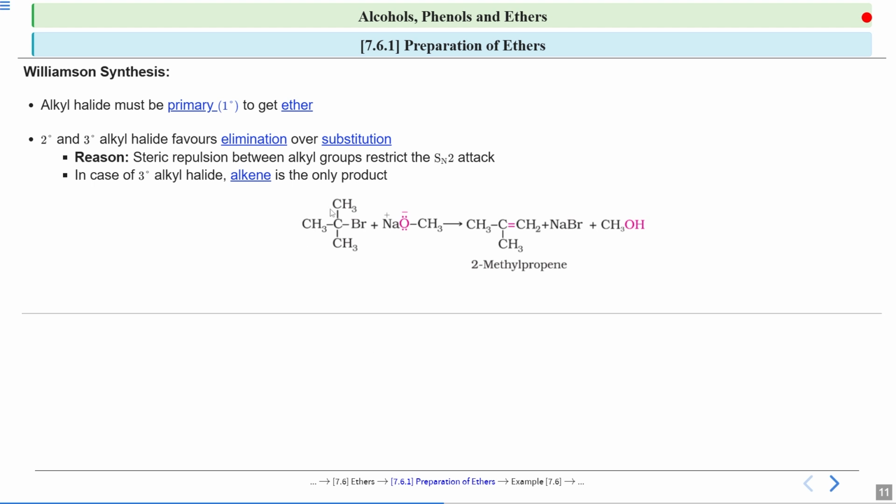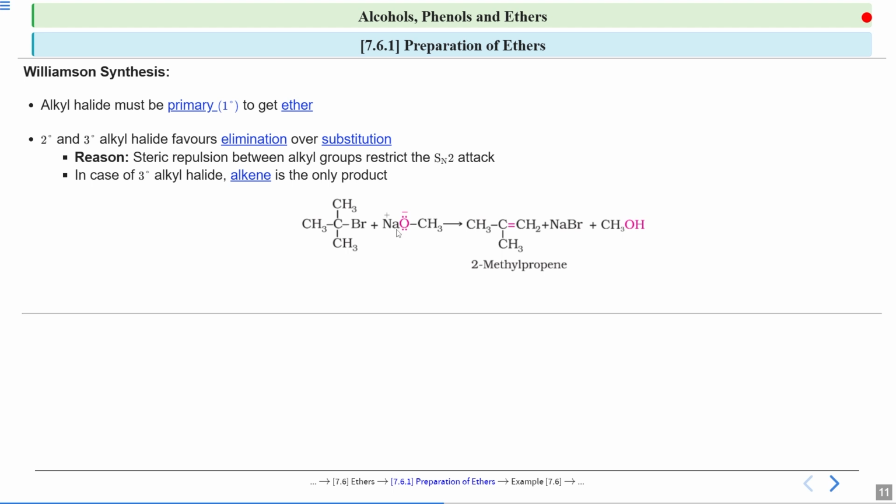In this reaction, your alkyl halide is a 3-degree alkyl halide. This carbon is further connected to 3 carbon atoms, and you have a bromide group, so it is a 3-degree alkyl halide. And this is a primary sodium alkoxide which you have. So this is 1 degree.